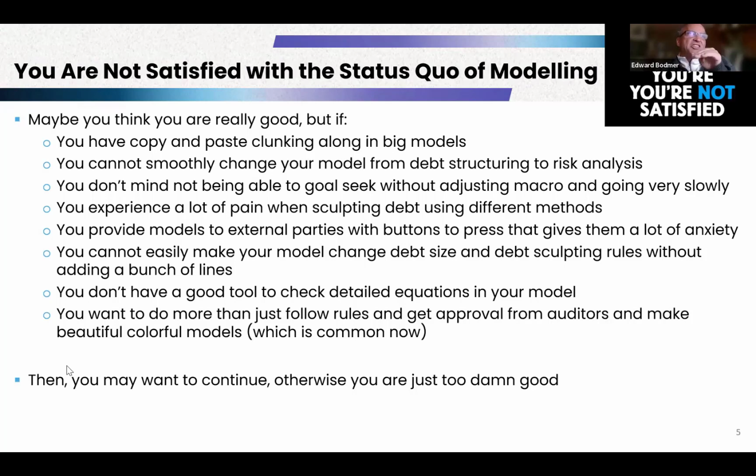If you can't change your model, and the bankers say, I want to do a structuring, no, I want to do a risk analysis, I want to put in a P99 to get my debt size, and after that I want to get the IRR from the P50 case. I want to do that fast. I talked about goal seeks.